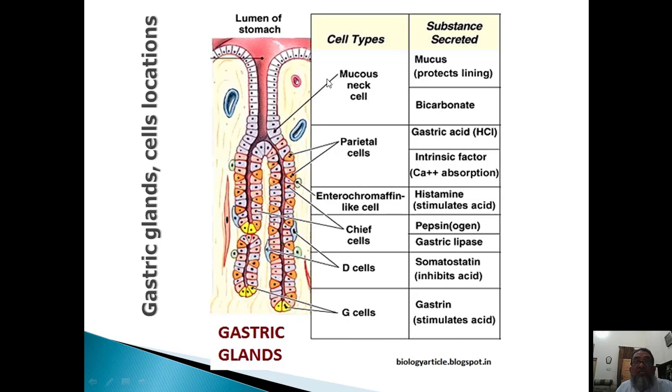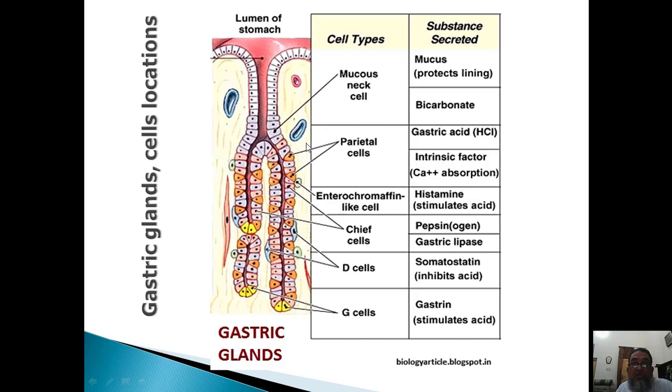Now, important cells: the mucous neck cells, because these are located along the neck or upper part close to the luminal side. These mucous neck cells are columnar cells, and as the name indicates, they are concerned with the secretion of mucus, protect the lining, and also secrete the bicarbonate ion.